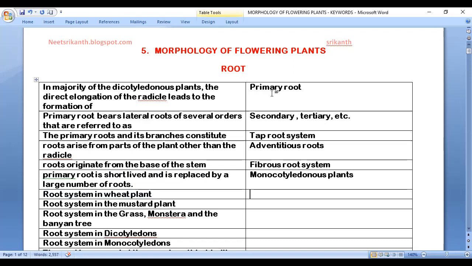Root system in wheat plant: fibrous root system. Root system in mustard plant: taproot system. Root system in grass, monstera and the banyan tree: adventitious roots. Root system in dicotyledons: taproot system. Root system in monocotyledons: fibrous root system.